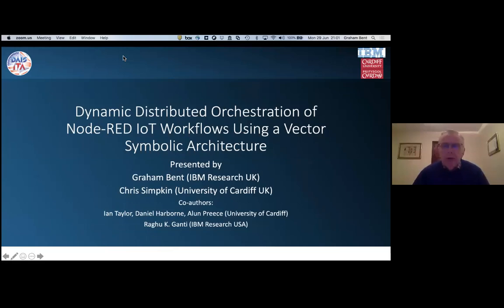Yes, so my name is Graham Bent. I'm a contractor working for IBM Research in the UK. My co-presenter this evening is Chris Simpkin. Chris will be in the background to answer any deep technical questions that I struggle with. You can see here the co-authors, and the title of our talk this evening is Dynamic Distributed Orchestration of Node-RED IoT Workflows using a vector symbolic architecture.